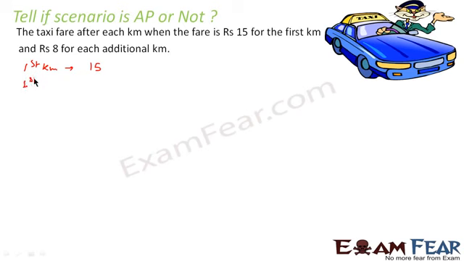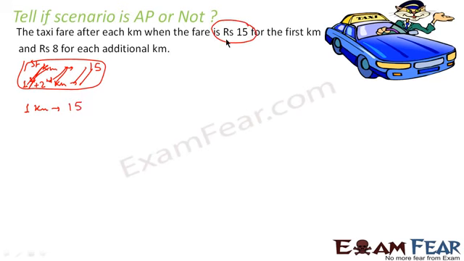If I'm hiring for 1 kilometer, I have to pay 15 rupees. Why? Because the taxi says 15 rupees for the first kilometer. If I'm hiring for 2 kilometers, how much do I have to pay? 15 plus 8: 15 for the first kilometer and 8 for the second kilometer. Correct? If I'm hiring for 3 kilometers, how much do I have to pay? 15 for the first kilometer and 2 into 8 for the next 2 kilometers, because for each additional kilometer he is charging 8 rupees.